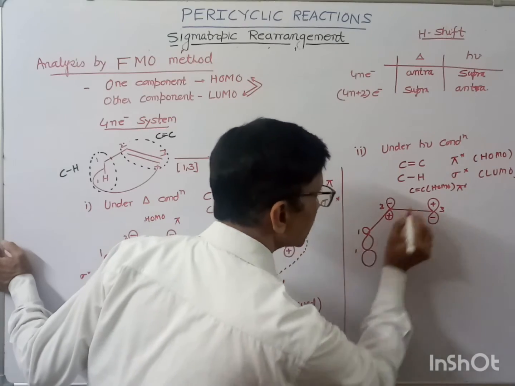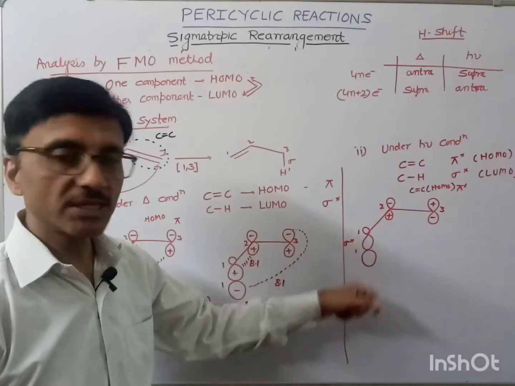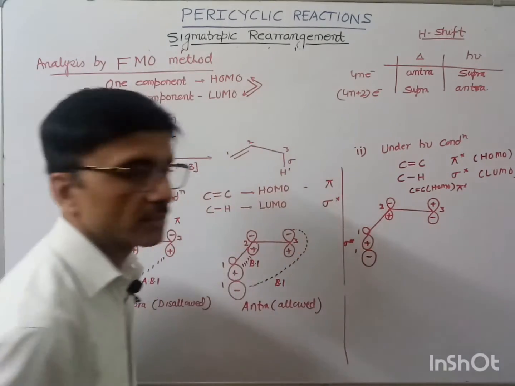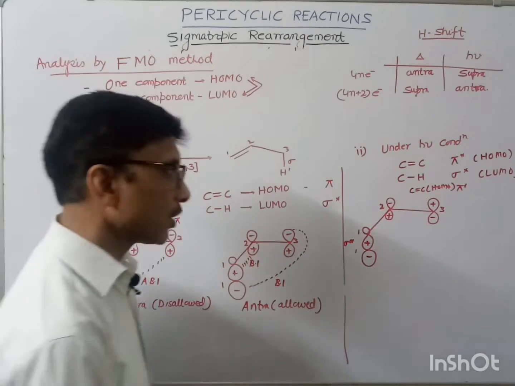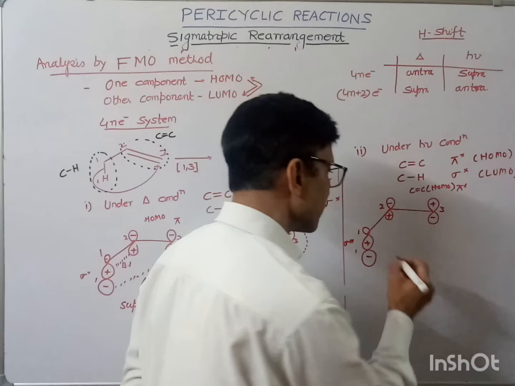So this CH should be sigma star. So sigma star means plus minus. Now let us see the interaction in a suprafacial manner.